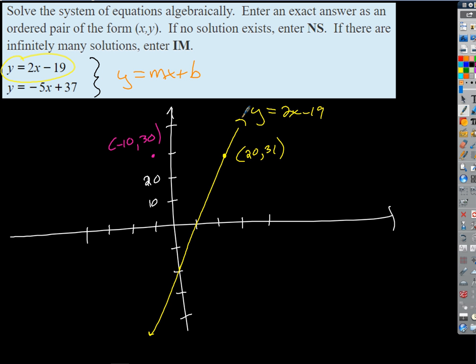We could do the same thing for this one right here, right? So this one has a slope of negative 5, y-intercept of, so roughly that's going to be something like right there, and it's going to go down 1, 2, 3, 4. So it's going to be something like this.